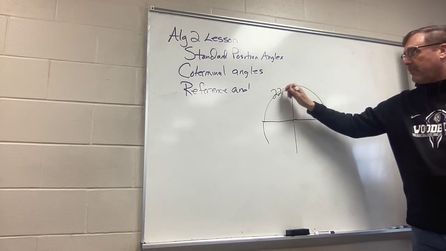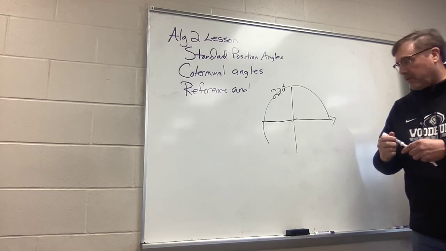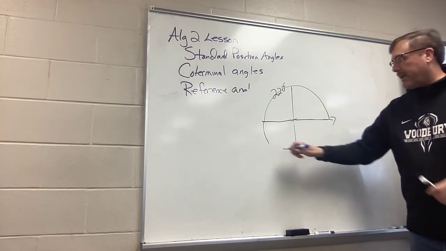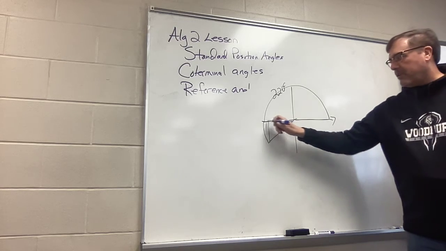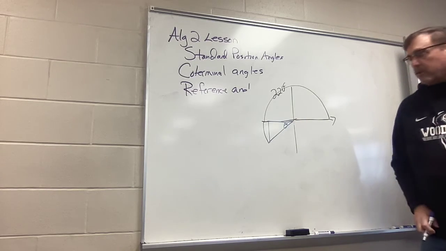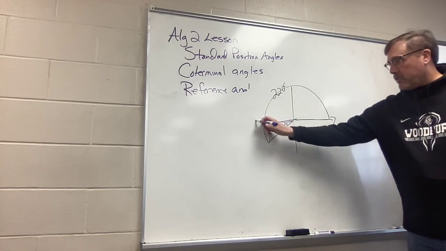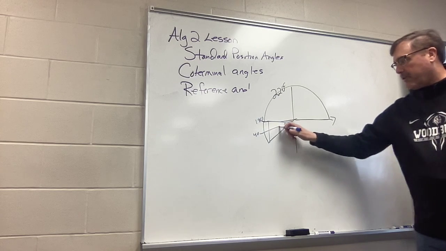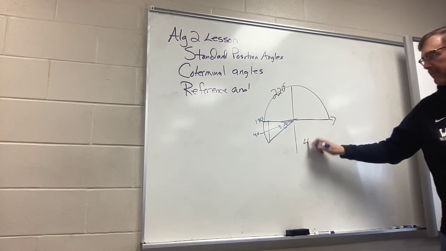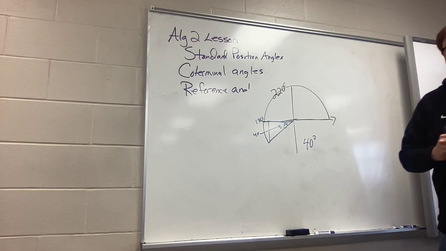220 degrees. Always, always, always go straight up and down to the x-axis. Always to 0, 0, always put the little Greek letter theta. That's a cool little Greek letter. Well, here's 180, and if this is 220, we went 40 more. If you go right into there, there's your reference angle of 40 degrees.